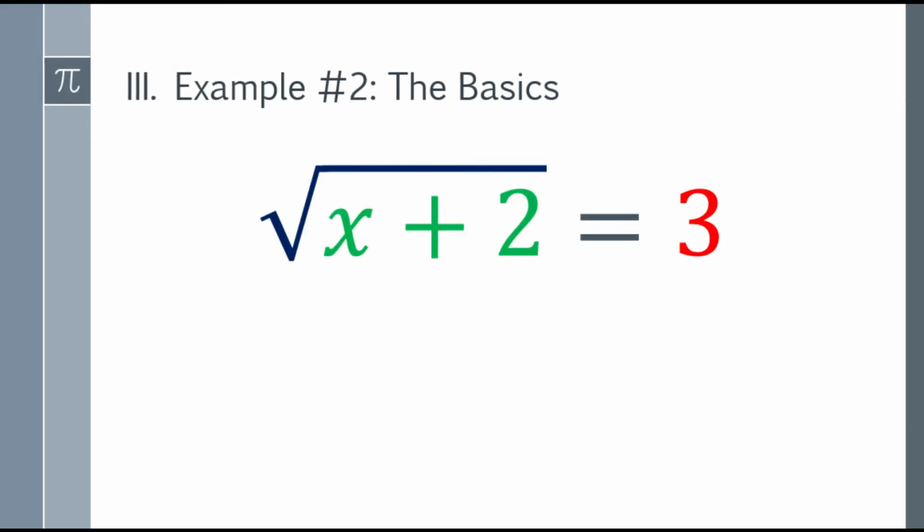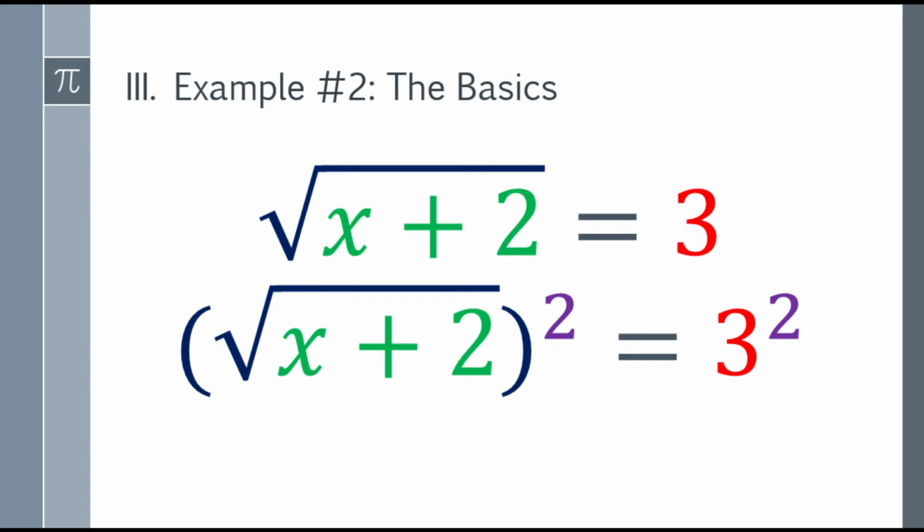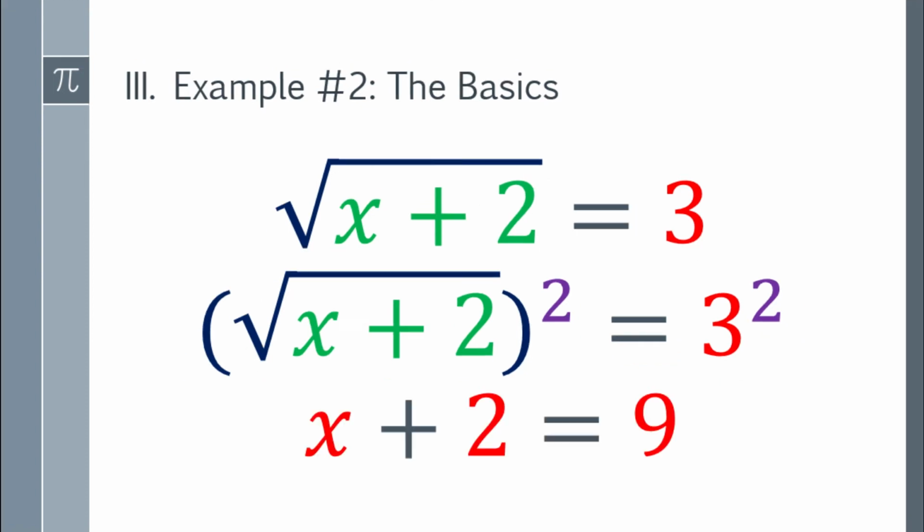Moving on, let's go to example number 2. The basics again. Okay, what if we have the square root of x plus 2 tapos equal natin siya sa 3? So, we can square both sides para mawala yung buong radical sign. So, that will be the square of the quantity of the square root of x plus 2 is equal to 3 squared. Simplify it, mawawala yung square root sign, that will be x plus 2 is equal to 9. So, ganun lang siya kadali.